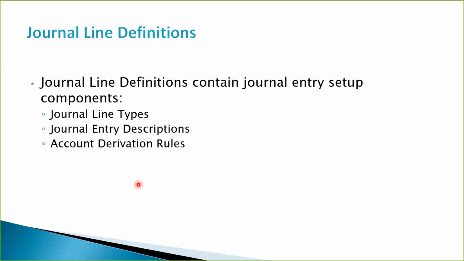So we already said that journal line definitions are some of the parts which you can configure using the accounting methods builder. They contain journal entry setup components, and those components we talked about, which are the journal line types, the journal entry descriptions, and account derivation rules. So what I want us to do is to talk about these components. Hopefully we are going to cover journal line types and journal entry descriptions.